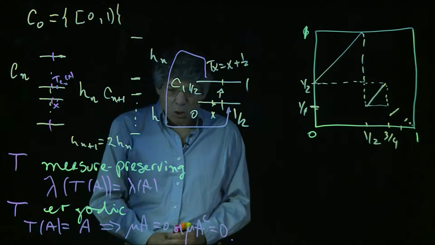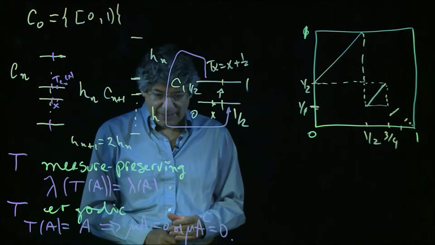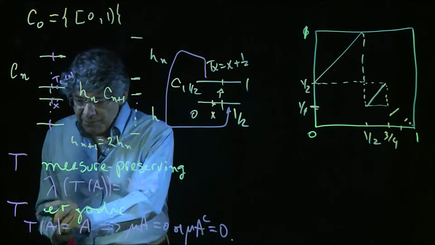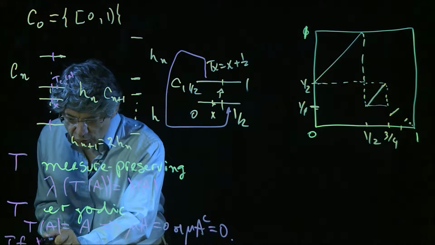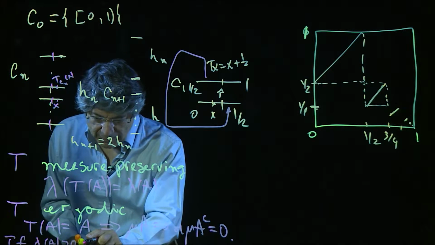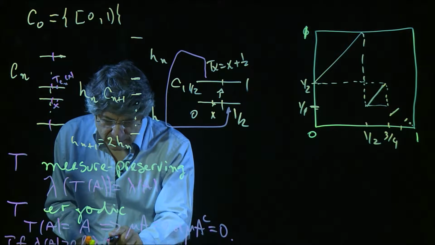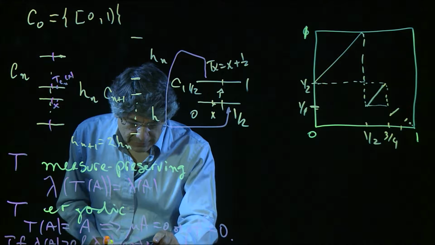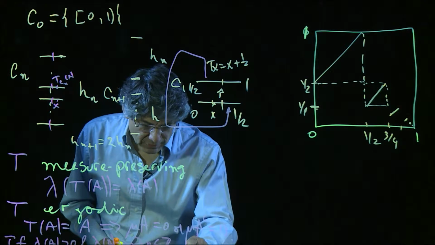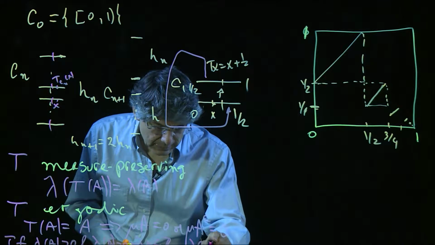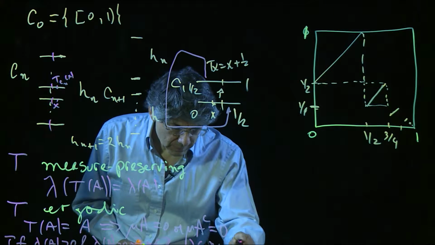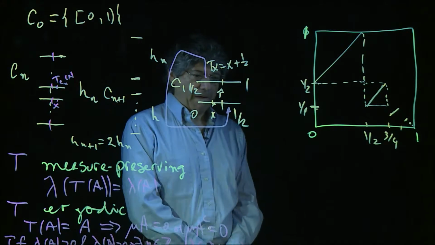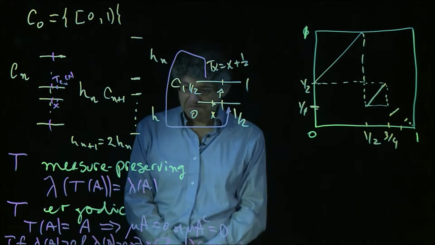Okay? So this means, in particular, another equivalent characterization, that if we have any two sets of positive measure, if the measure of A is positive and the measure of B is positive, then there exists an integer n such that the measure of T^n A intersect B is positive. Okay. That's a property that now we are going to verify for our transformation.